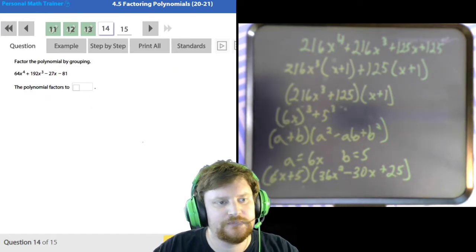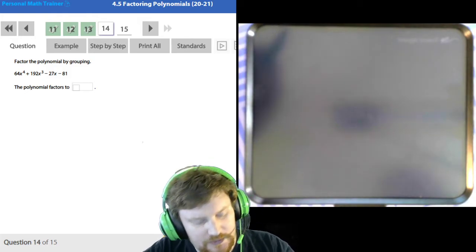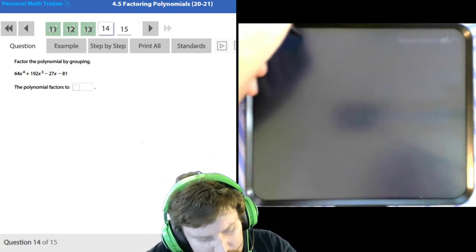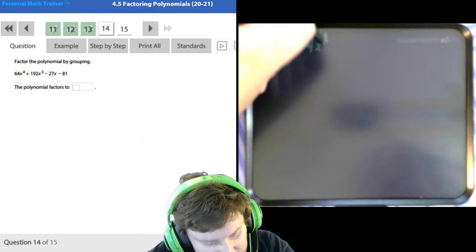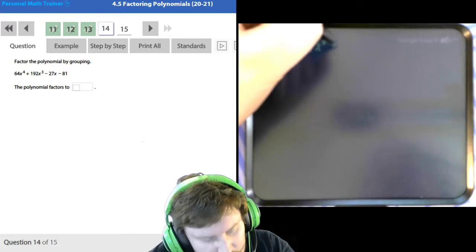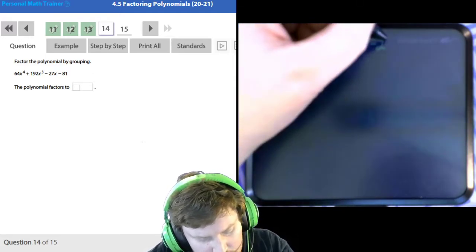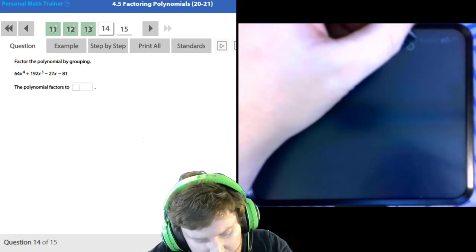Big numbers. Factor the polynomial by grouping. 64x to the 4th, 192x cubed, 27x, 81.